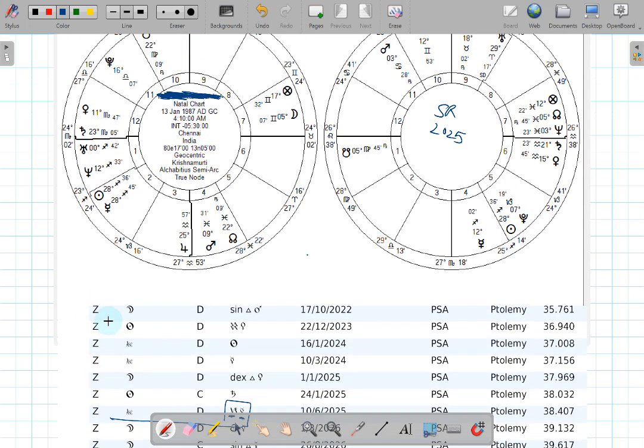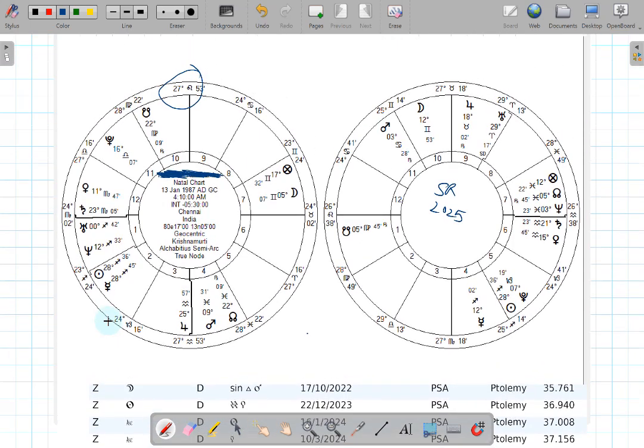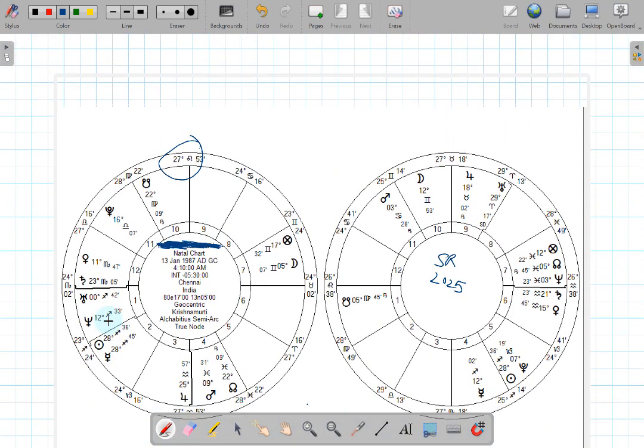Now this person was born in 1987 and today we are in 2025. So by January 2025 he would have completed how many years? 38? Sometimes I have to use a calculator for everything. So he has completed 38 and his 39th year is running.